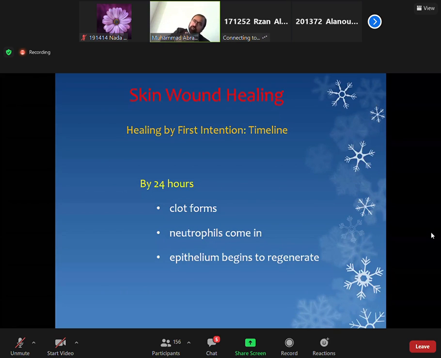It will close the wound first, and then neutrophils, as you know, come in an acute inflammatory process. The first line of defense is neutrophils. So neutrophils will come out at that area, and whatever one or two bacteria are there will be taken out by those neutrophils. And then the epithelium from both sides of the skin, from the basal layer, starts regenerating. That is the first 24 hours.